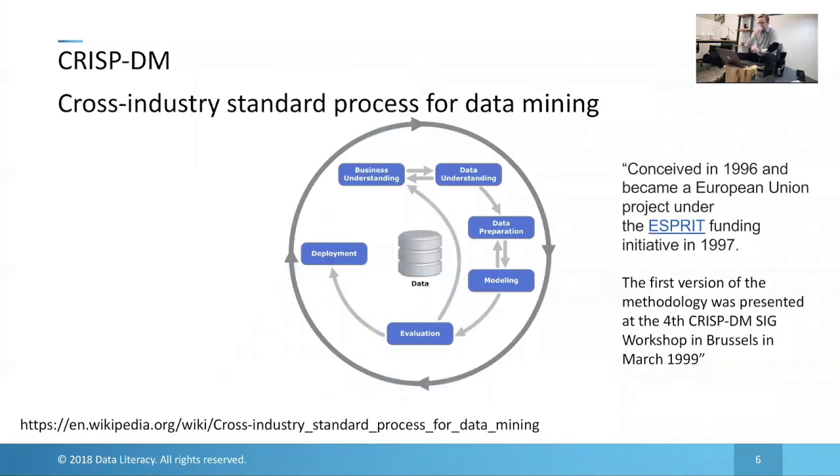CRISP-DM. I have my friend Jeff Schaefer to thank for bringing this one to my attention not long ago. The Cross-Industry Standard Process for Data Mining. This came out of the late 90s, where a handful of five companies formed a project team under the EU, and it was funded, and they first released a version of this methodology in 1999. This one takes a new step, because it focuses on the steps of specifically working with data. Notice it includes things like data preparation and modeling and evaluation.